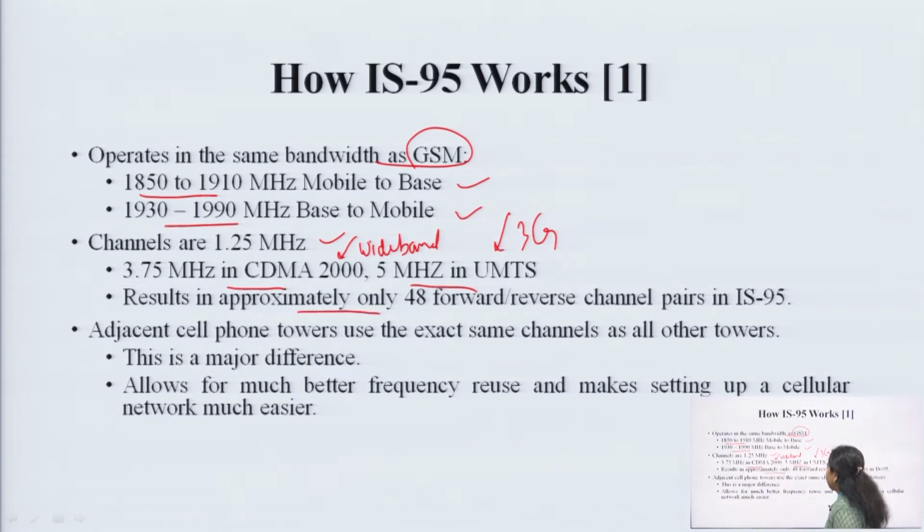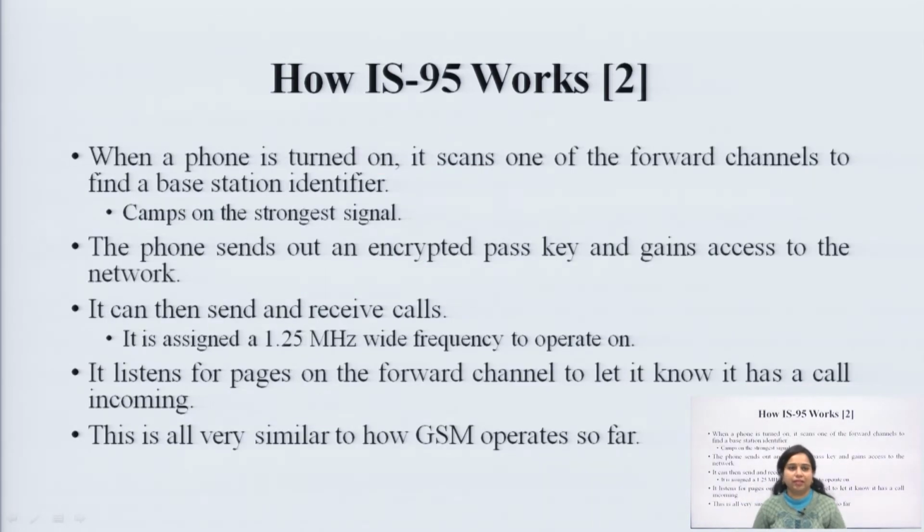Next, it results in approximately only 48 forward and reverse channel pairs in IS-95. Adjacent cell phone towers use the exact same channels as all other towers. So, this is the major difference: it allows for much better frequency reuse and makes setting up a cellular network much easier. So, these are some key points related to IS-95.